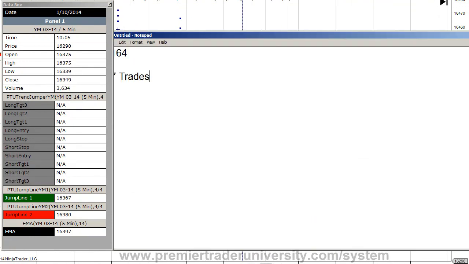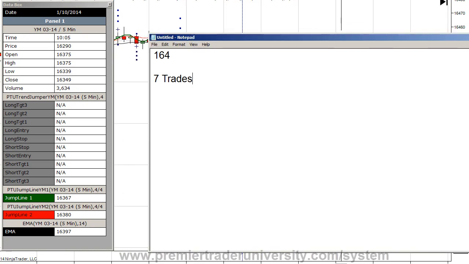Pretty straightforward. So overall, this is how that week pans out. Once you subtract our losses, it's 164 points on a Dow E-Mini at $5 a point. Took a total of 7 trades, round trip commission $5, so maybe it's $35 in commissions, and you can just do the math here.